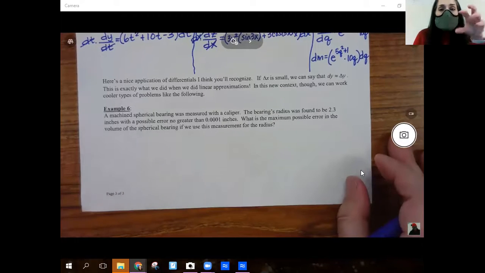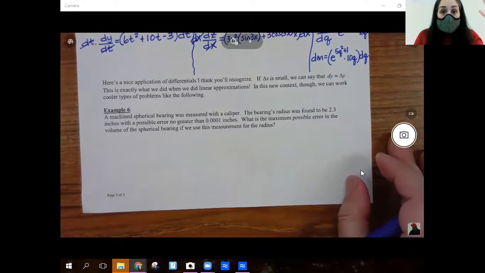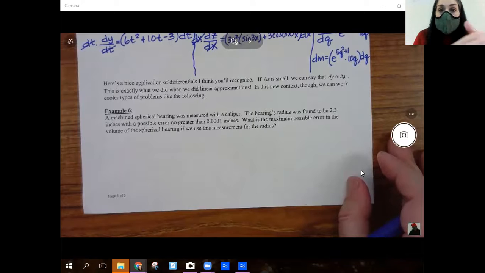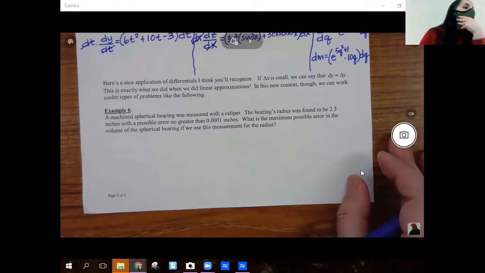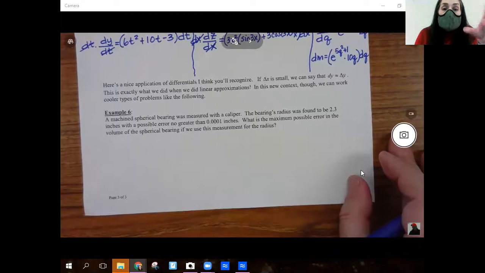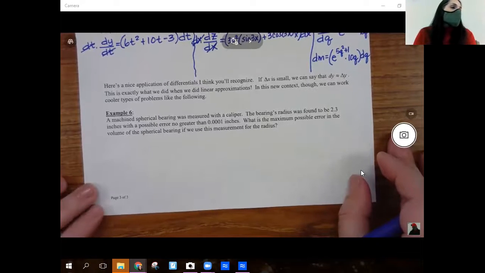So picture this, you have a factory cranking out these bearings, right? You have to make sure that they're accurately produced, otherwise they could do some major damage to an engine. So they allow them to have an error when they come out of the factory of no more than 1/10,000th of an inch. If they have more than that error, they have to throw them out and do it over again. So what's the maximum possible error in the volume if the radius is off by that amount? How much does that throw the volume off of the bearing?